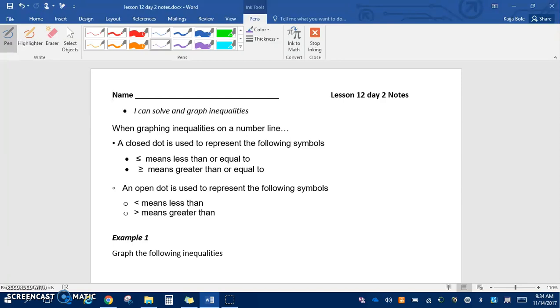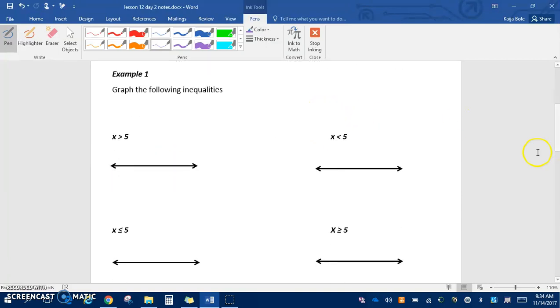So just some reminders that a closed dot is used to represent these symbols, less than or equal to or greater than or equal to. And then an open dot is used to represent less than or greater than. A closed dot is used whenever there's an equals to, because remember we can always include that number. So we've got some examples here.